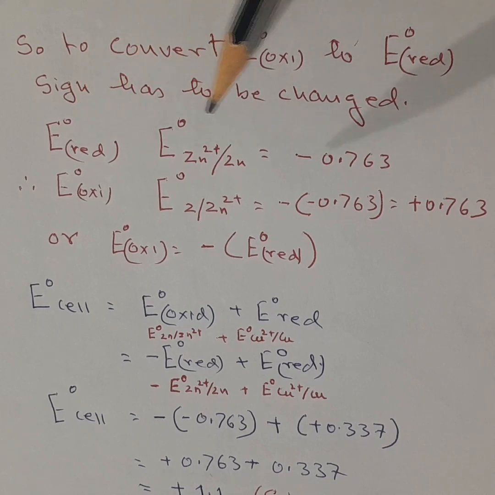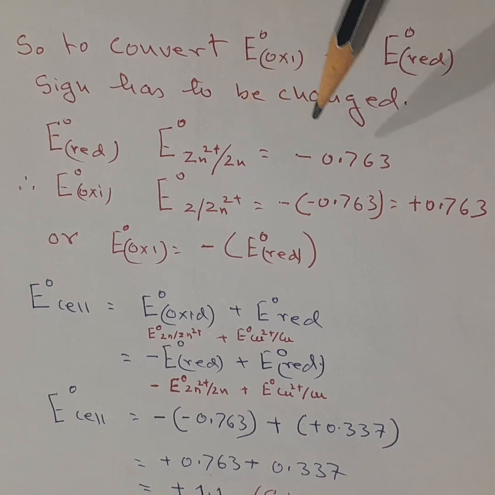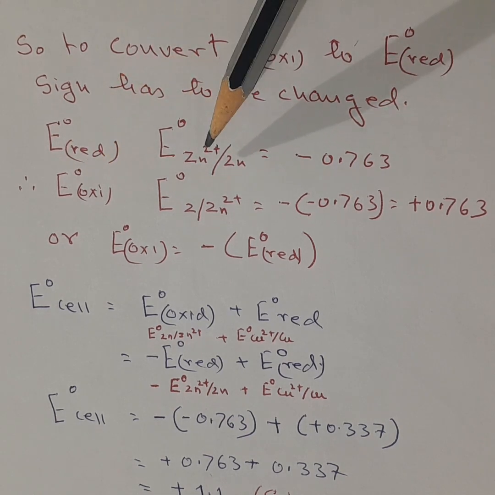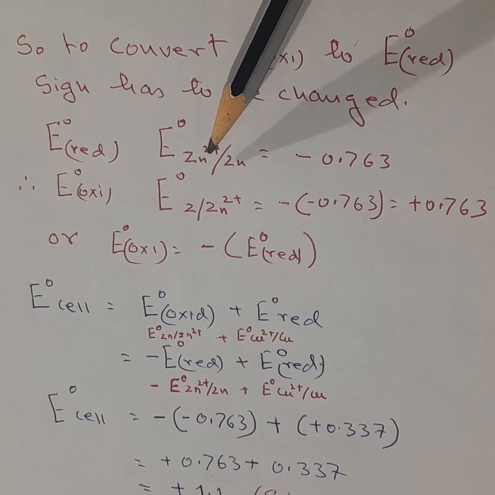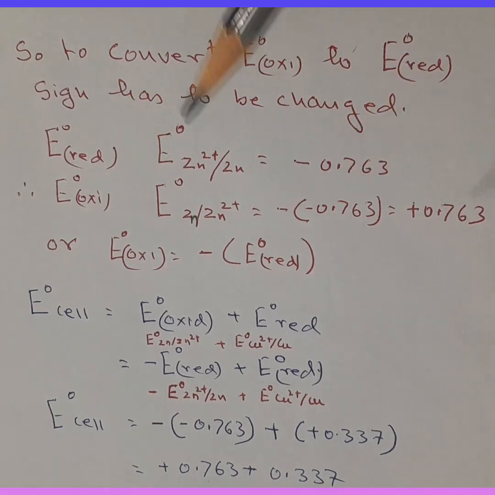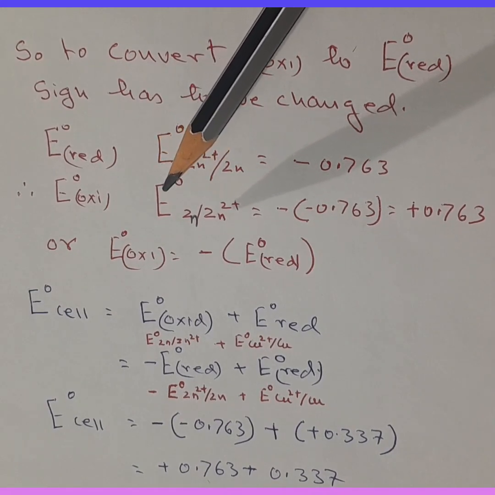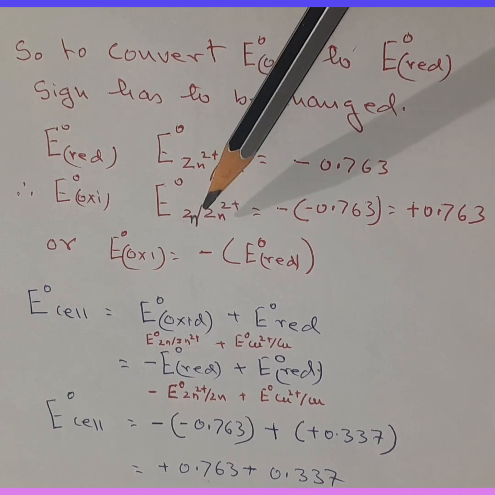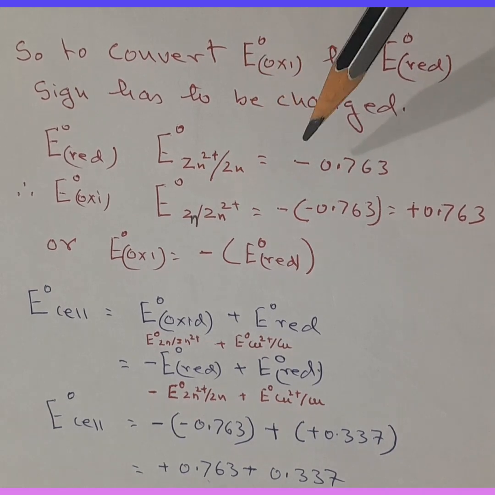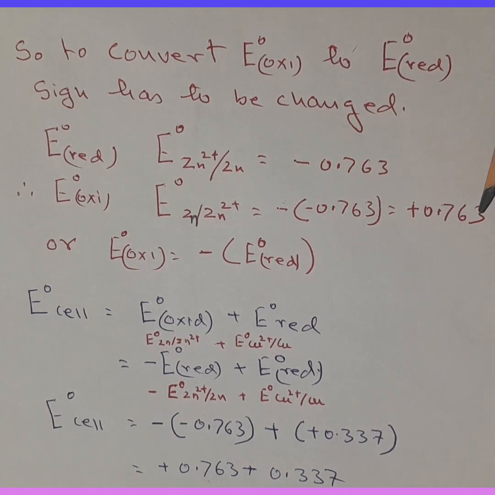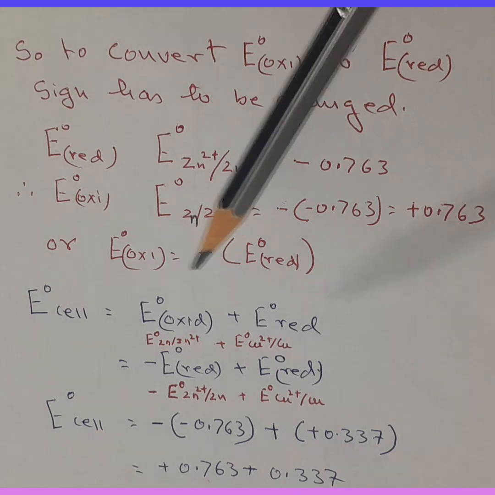So E reduction. Now for zinc, the ECS table gives us reduction potential as minus 0.763. But we need oxidation potential. The reduction potential is Zn2+ plus 2 electrons, gain of electrons, so it is reduction potential, which is given in the ECS table. What we need is oxidation potential, and oxidation potential is Zn giving you Zn2+ ion, so loss of electrons, that is oxidation. So the same value put in here and sign changed. So it becomes plus 0.763. No problem at all. All right. No issue. Let's get into the situation.